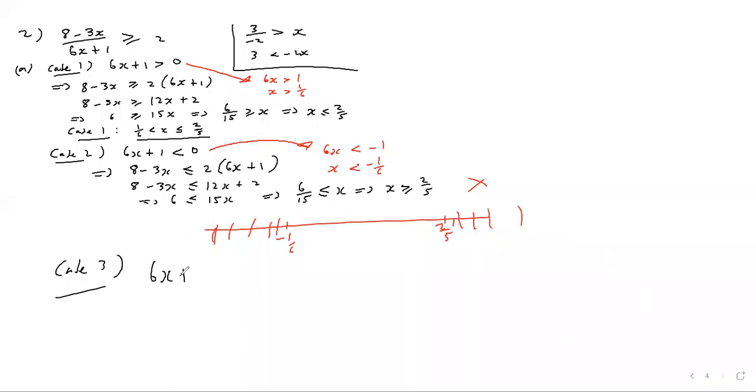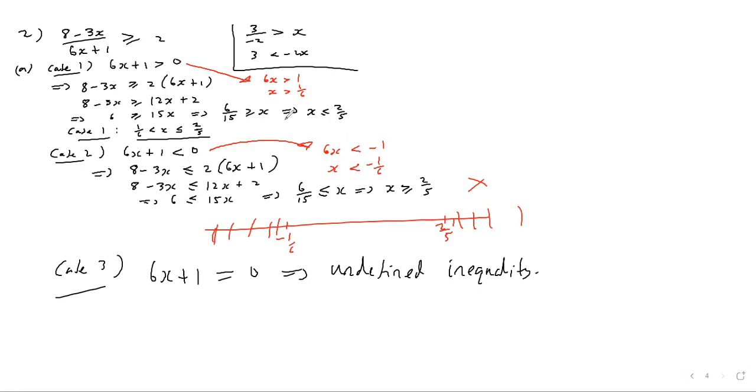So 6x plus 1 equals 0. In this case, when your denominator is 0, this is going to be undefined. When you divide by 0, you get an undefined number. So this inequality is undefined, and that would give us an undefined inequality. So we get no solutions from this case here.